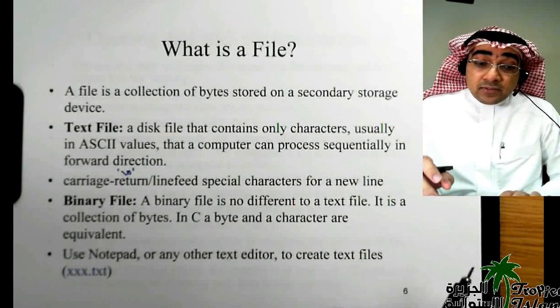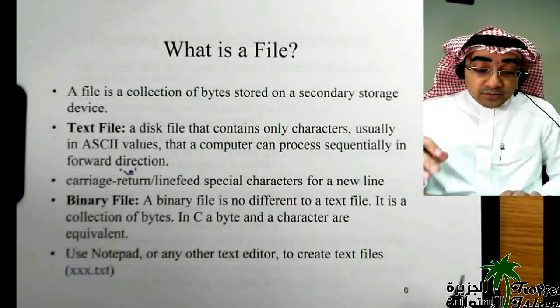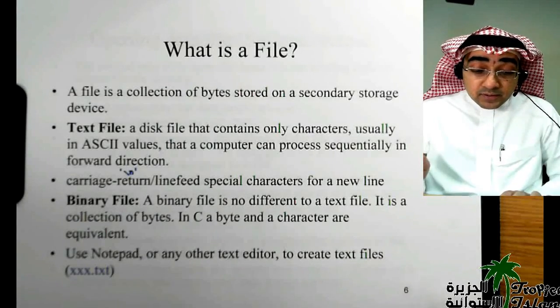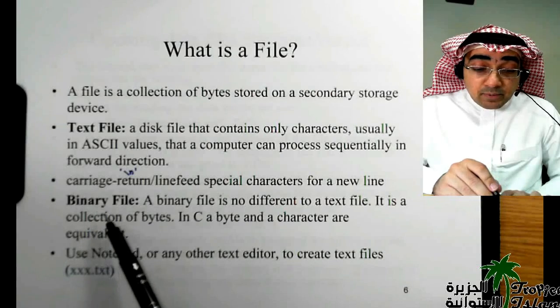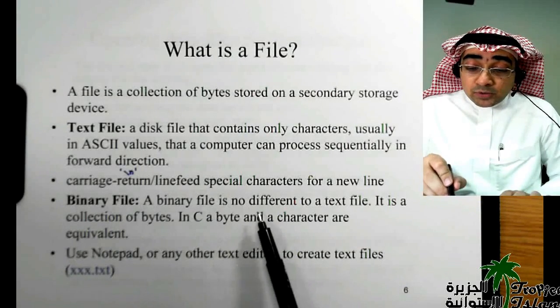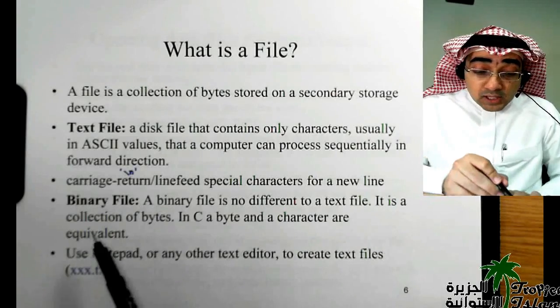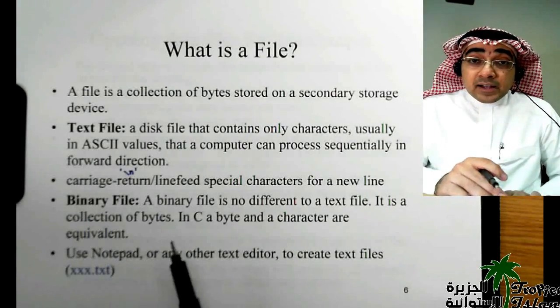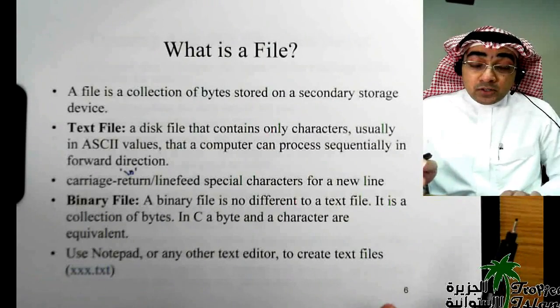At the end of the text file, to indicate that the file has finished, you have an end of file character, and we're going to talk about that in detail in the coming few slides. The other type of file is the binary file. A binary file is no different from a text file. It is a collection of bytes. So in binary files there are bytes in it. There is data in it that is usually not readable by humans.